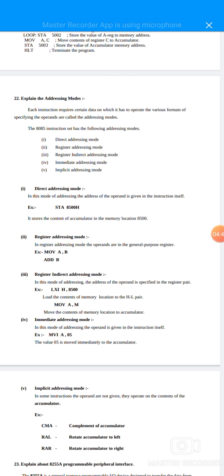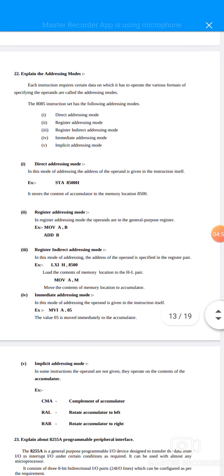First one is direct addressing mode. Second one is register addressing mode. Third one is register indirect addressing mode. Fourth one is immediate addressing mode. Fifth one is implicit addressing mode.